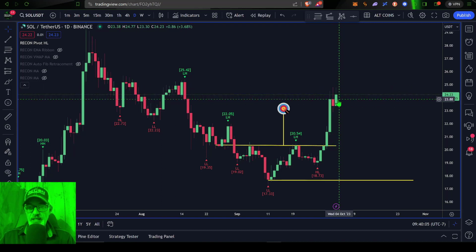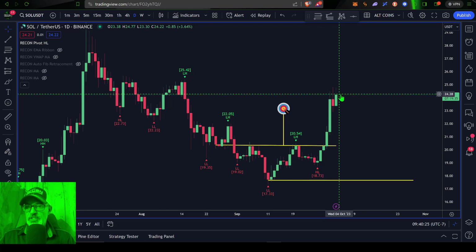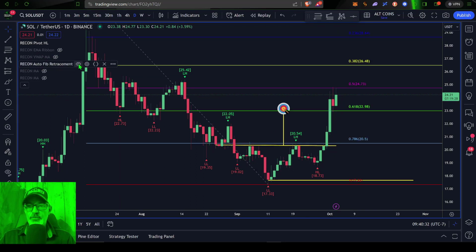And in fact, today, it looks like the bulls had pushed the price right back up into that 25 level and tested that resistance. So to better understand support and resistance levels, we can drop in the Recon AutoFib retracement levels. And don't you know, the 50% level is coming in right here at 24.73, and you can see the price of SOL has wicked right into that level, and thus this 50% level is a valid level of resistance.